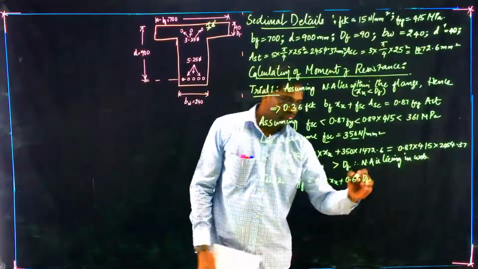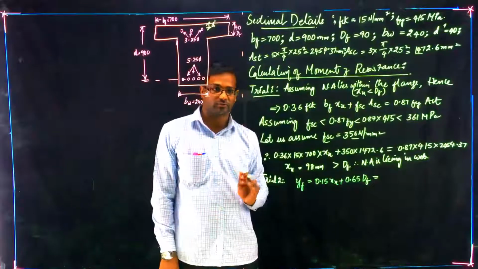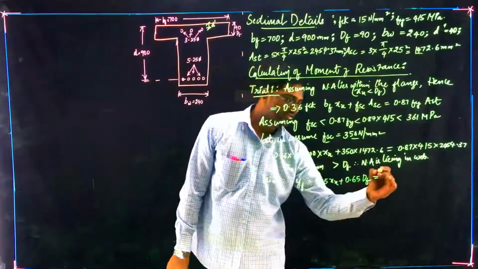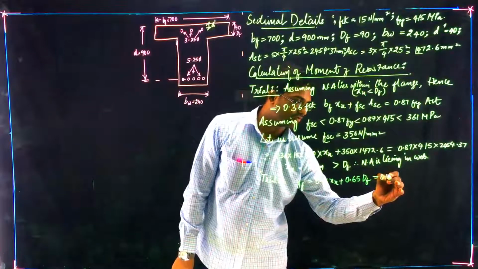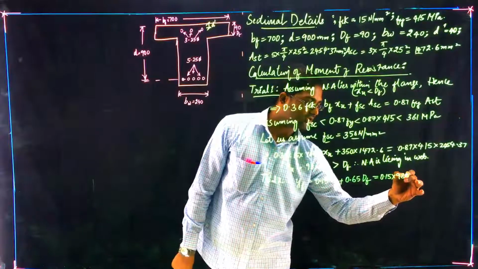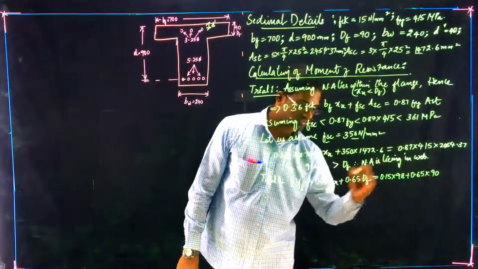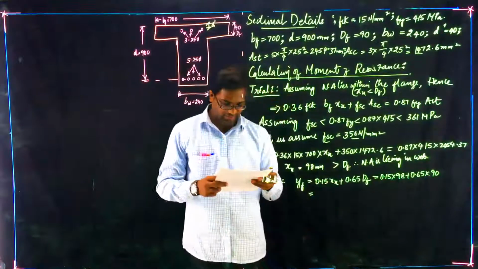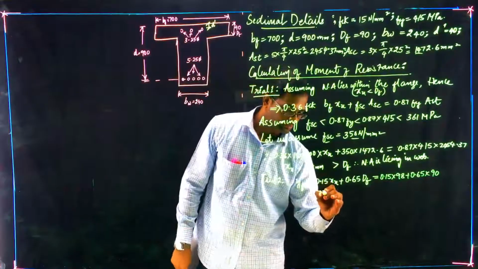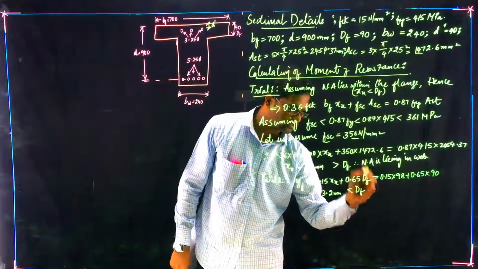Now if you happen to calculate this value, always calculate YF with the previous neutral axis value. 0.15 into XU is how much? 98, plus 0.65 into DF is 90. For YF you will get a value of 73.2, which is again less than DF.